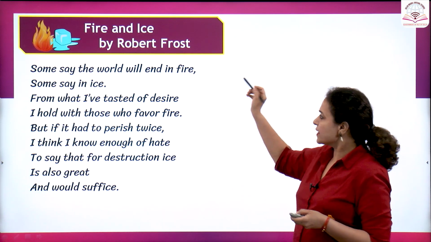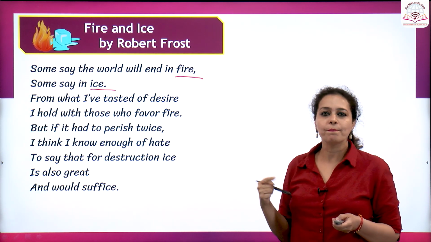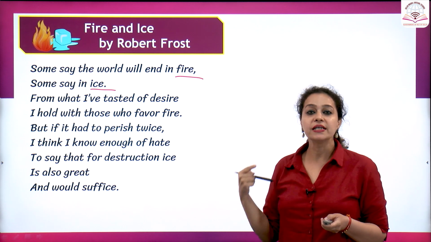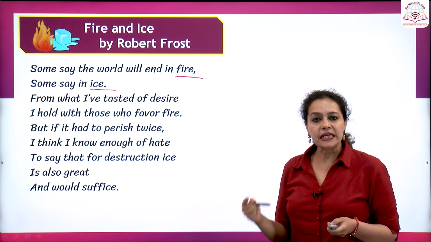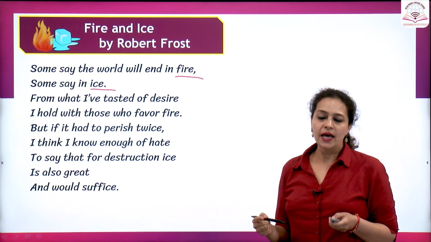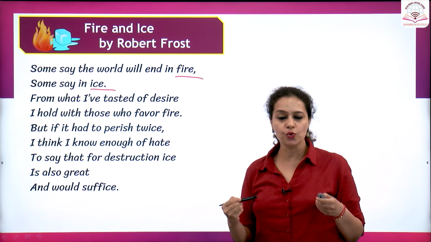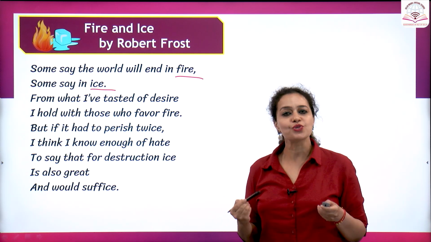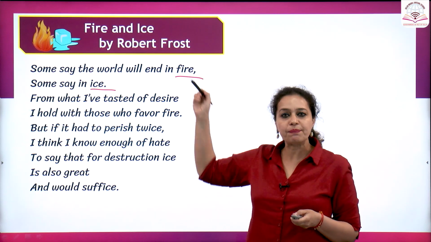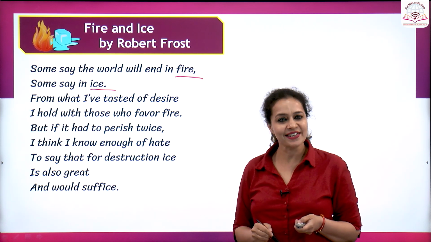Here, fire and ice are great symbols. Fire here stands for passion, lust, greed and anger. Ice stands for intolerance, insensitivity and hatred. Actually, the poet wants to convey the bigger idea that we human beings have to shun these extreme emotions if we need to save humanity. So this is a perfect example of use of symbols in this poem, Fire and Ice.